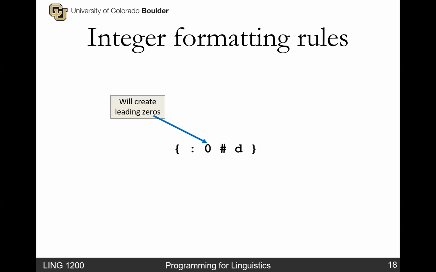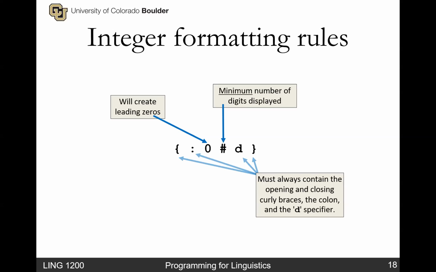And this is the template for integer formatting. First of all, we can create leading zeros. It's optional. Then we use this number to format the minimum number of digits displayed. So we'll do at least 5. If the number itself is longer, it won't cut those off, but it will make sure that there are at least 5 digits. And if it's too short, it will pad it, in this case with zeros. And then of course we have the curly brackets, open and close, that's required in the string, the colon, and the D specifier to say that we're working with an integer.